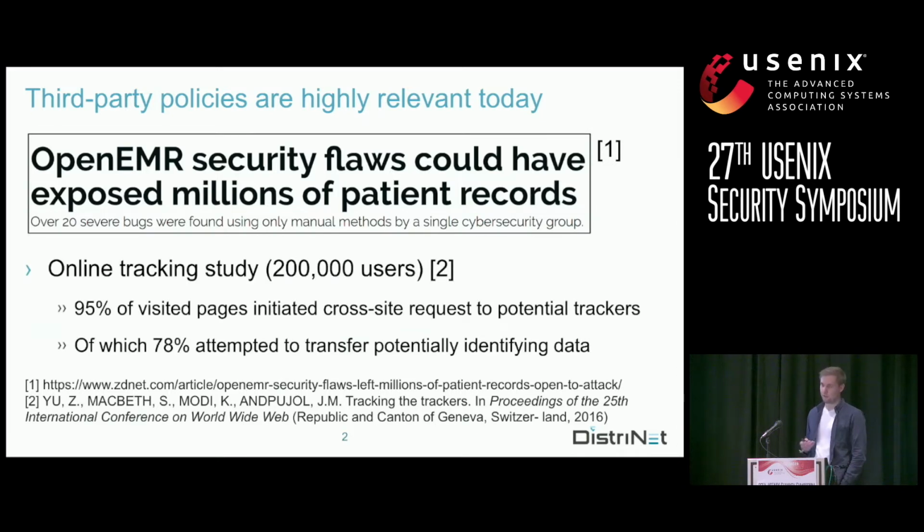Also, there has been an online tracking study of about 200,000 users in 2016. And they found that of all visited pages by these users, 95% actually initiated cross-site requests to potential trackers. And of these, 78% attempted to transfer potentially identifying data.